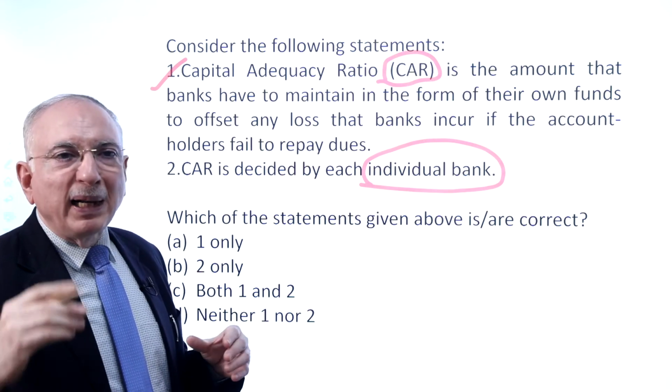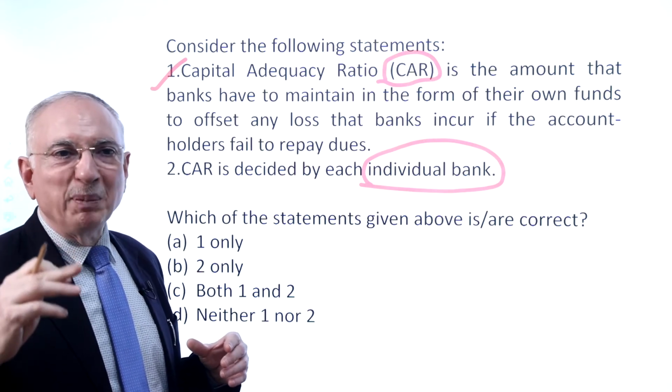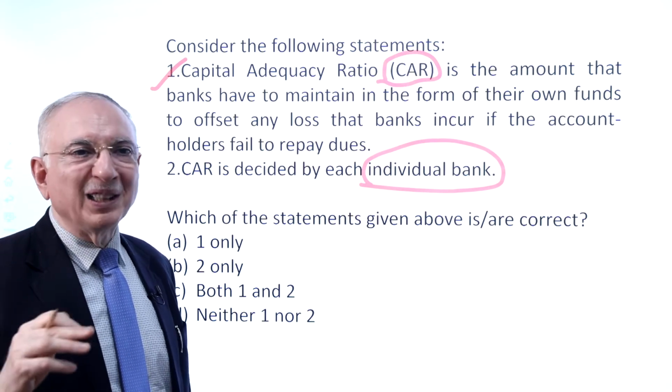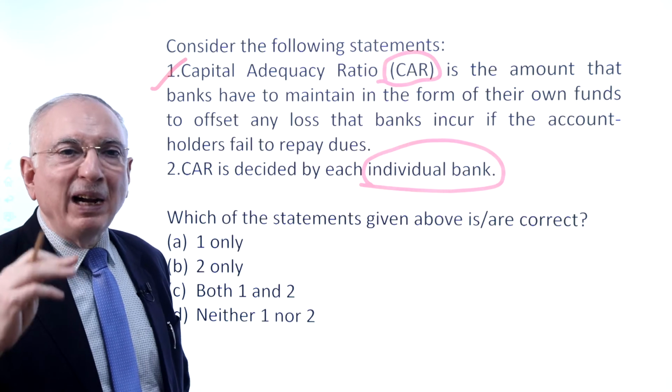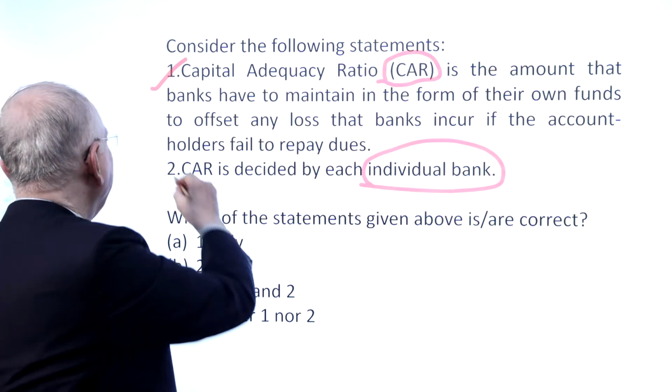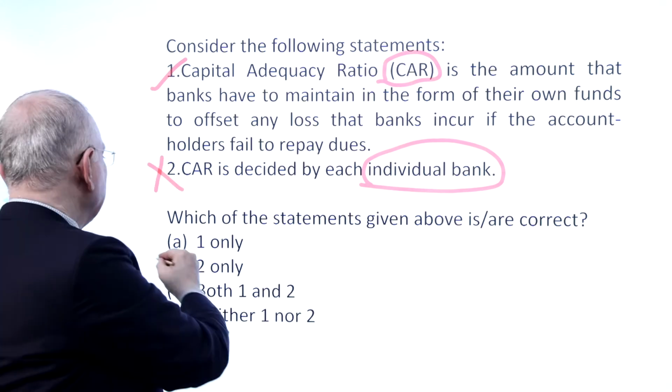CAR is decided by the central bank of the country, that means RBI in India's case, and the regulator, to prevent commercial banks from taking excess leverage and becoming insolvent in the process. Therefore, statement 2 is to be eliminated. The option A is the correct answer.